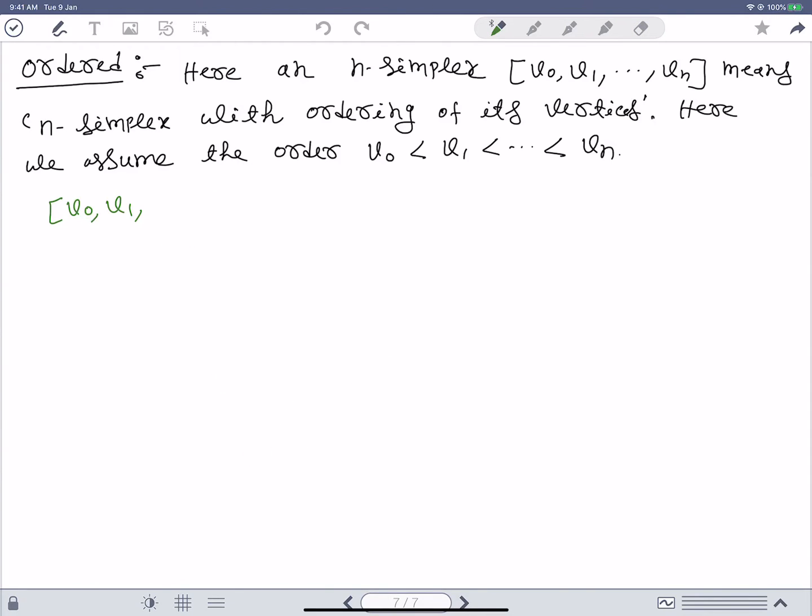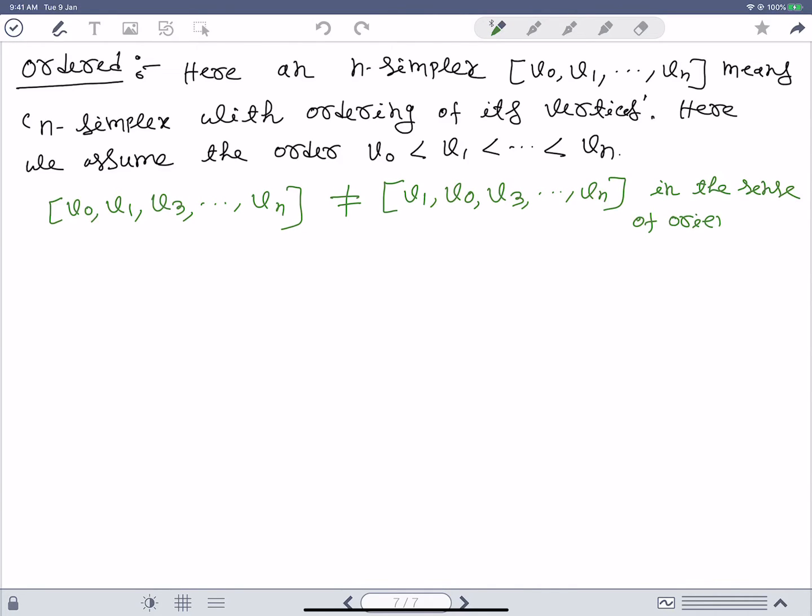So in other words, if you have a simplex v0, v1, v2, v3 and then up to vn, this simplex is not the same as the simplex v1, v0, v2, v3 up to vn. That means if we change the order, that is the first and second vertices, then we will get a different simplex. Okay, that means whenever we talk about the simplex, we talk about the order of the vertices. So what do we mean by not equal? In the sense of orientation. We shall see later that this is exactly minus of v1, v0, v2, v3 up to vn.